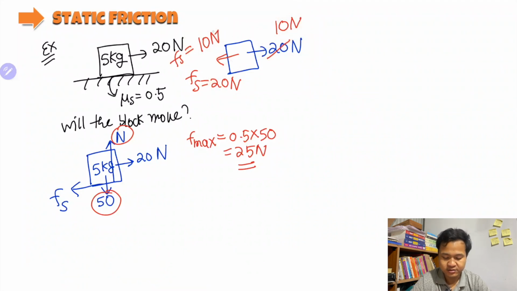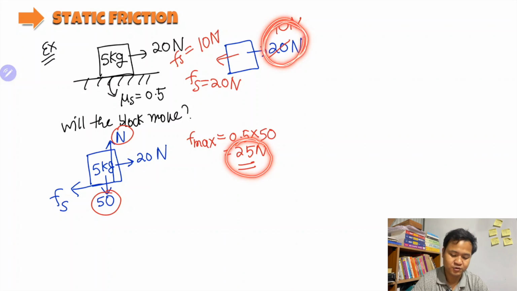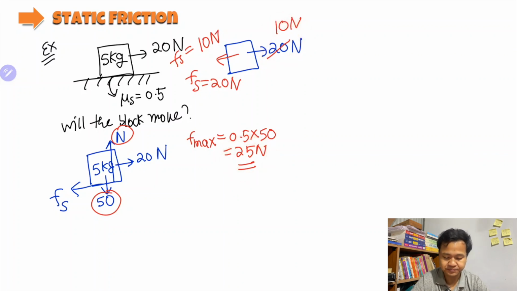So in this particular question, 20 is given. The external force is 20, so the friction force is 20. The friction force is 20, and the maximum friction force, the limiting friction, is 25. So the body will not move, because the friction is strong enough to overcome this external force.